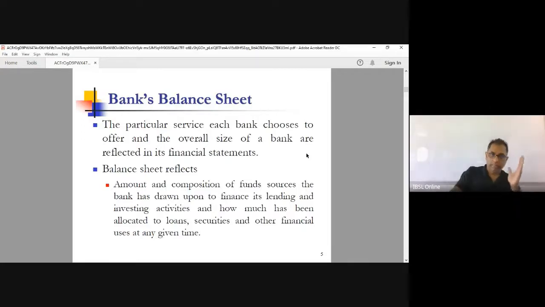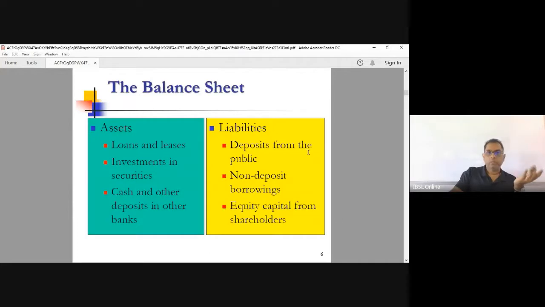So, like what it says here, in the case of a bank, it shows you in a very basic sense the composition of funds: where is the money coming from, and where is the money going to in that bank. So, next slide number 6. You see what I mean there.